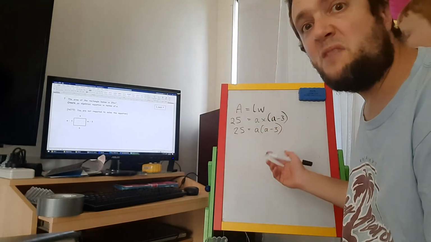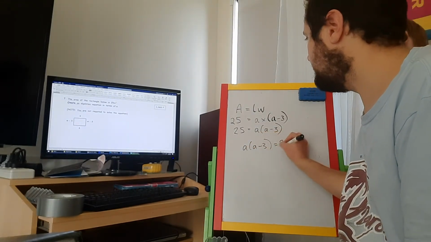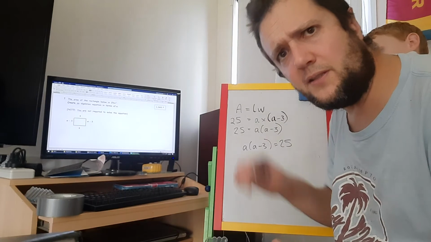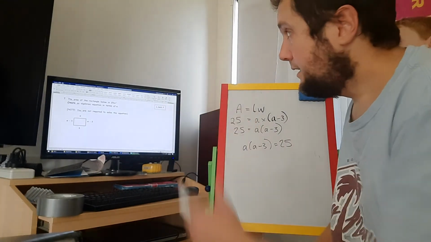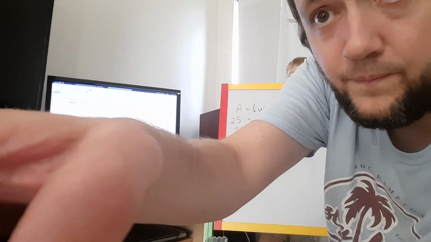I didn't need to write the multiplication symbol there. We could write it as that. And look, if you wrote it this way around, this is also correct. If you wrote it the other way around, it's still the same. It's just the sides have been flipped. Either way, that's your algebraic equation for that area question.